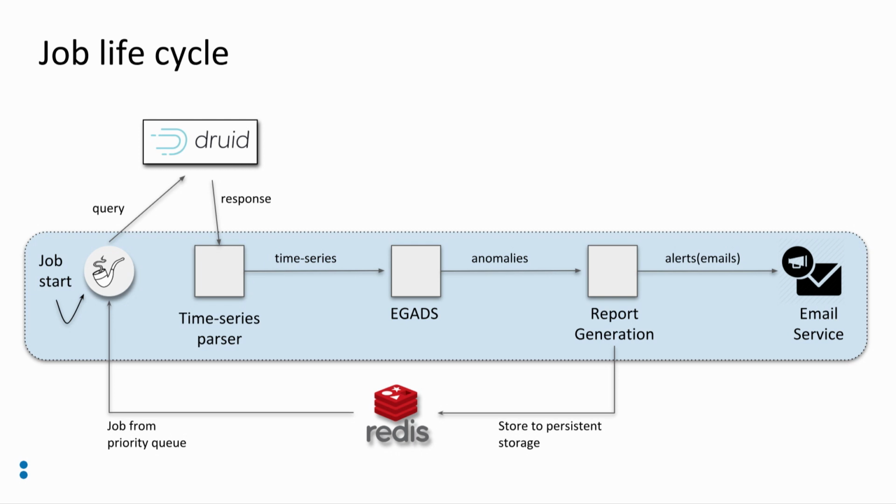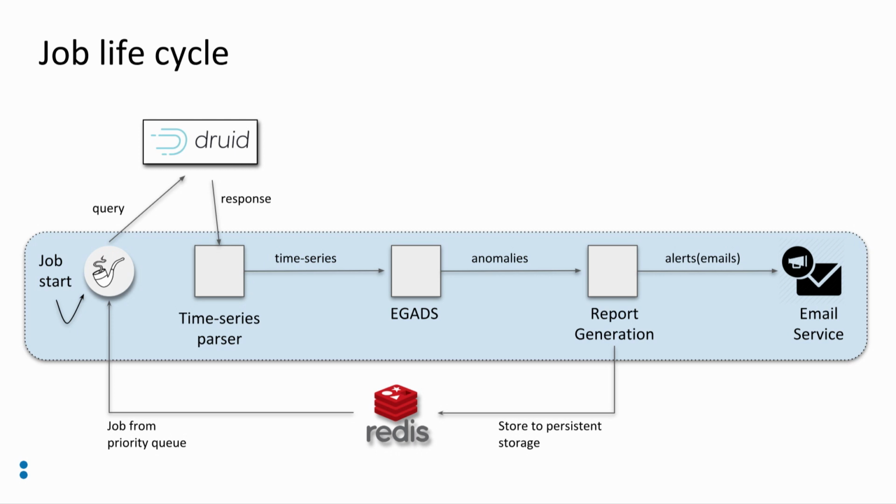You also get the email alerts in real time, as soon as an anomaly comes into the system. So this is the job cycle inside Sherlock for a particular job.